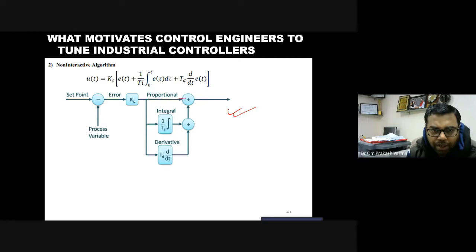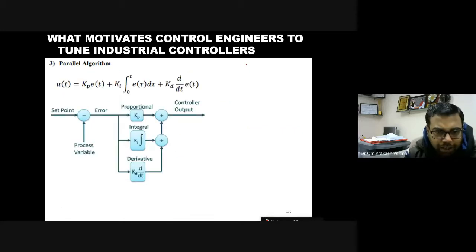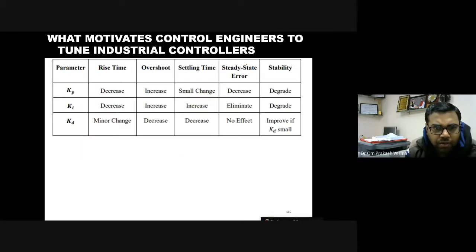So this is again the parallel form PID, and we just multiply the proportional constant with all the terms and it becomes such a type of equation. These are some techniques, nothing else. Again, this is a parallel form, right? So now come to the next point. What do you want from the controller?